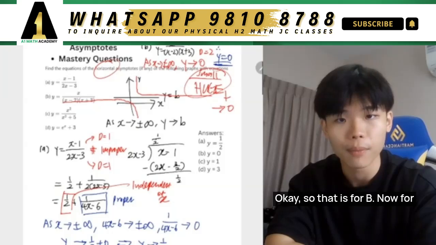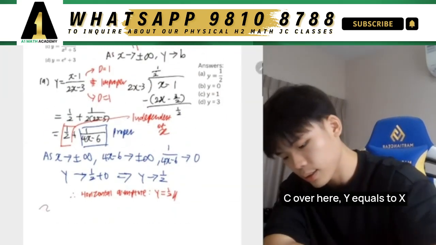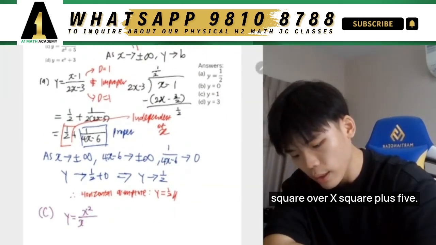Okay, so that is for B. Now for C, I'm just going to answer C over here. y equals x squared over x squared plus 5.